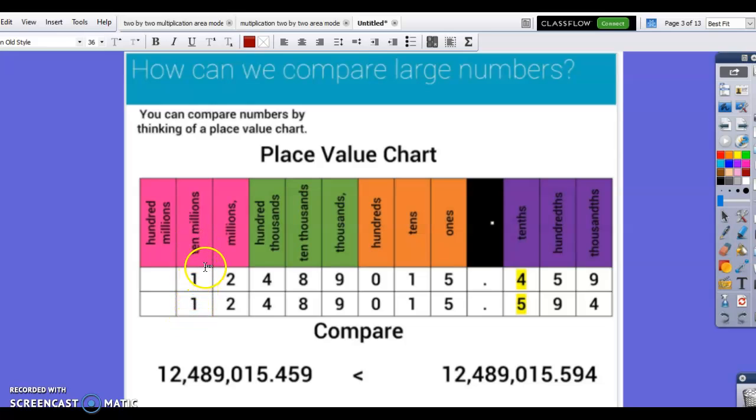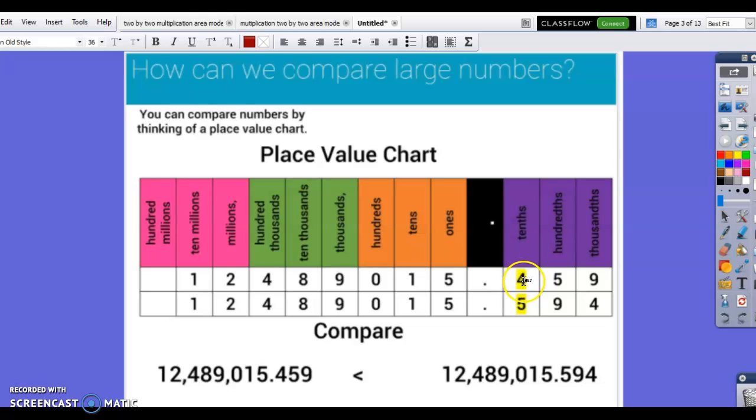And as you can see, all the digits are the same all the way down through the ones place, past the decimal, and then they are highlighted at the tenths place because they are different. So you would have to move through all of those place values until you get to the tenths to find a digit that is different. Then you can start comparing.